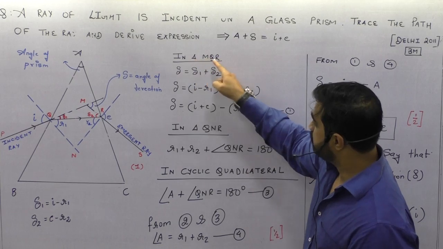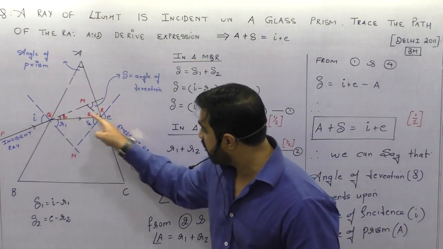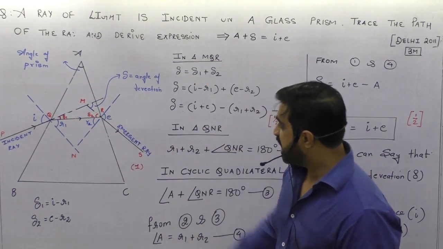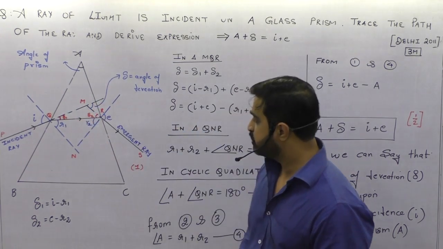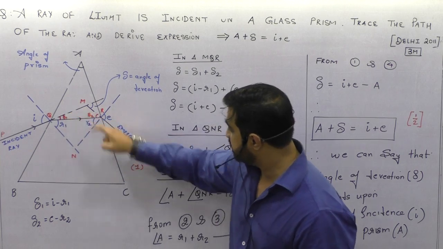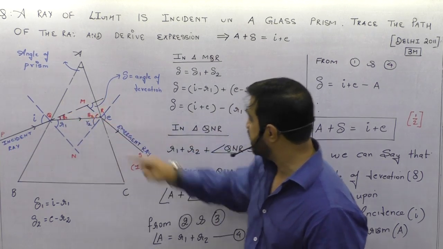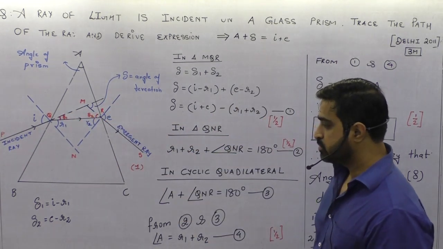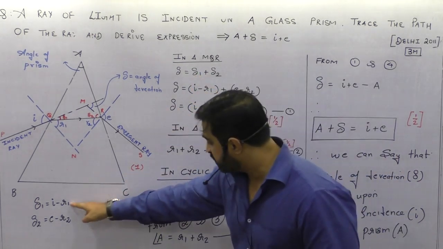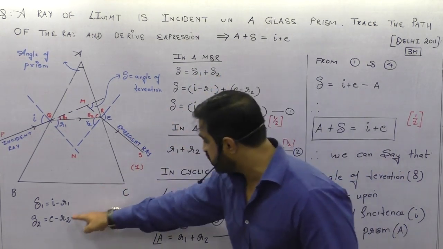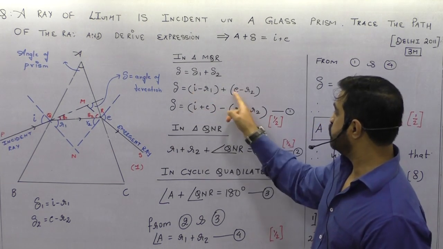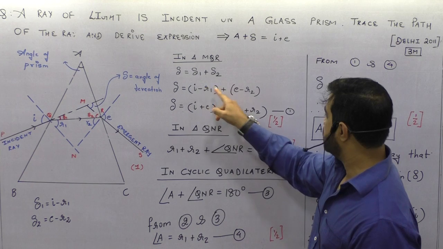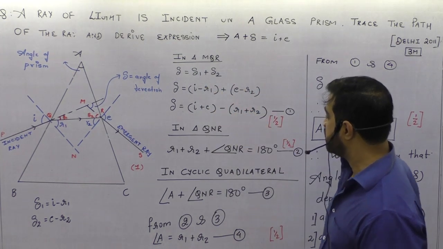In triangle MQR, MQR is this triangle, I can say the exterior angle is the sum of two remote interior angles. So delta will become delta 1 plus delta 2. But delta 1 from here is I minus R1 and delta 2 from here is E minus R2. So can I club I and E together, will become I plus E minus R1 minus R2. This is equation 1.